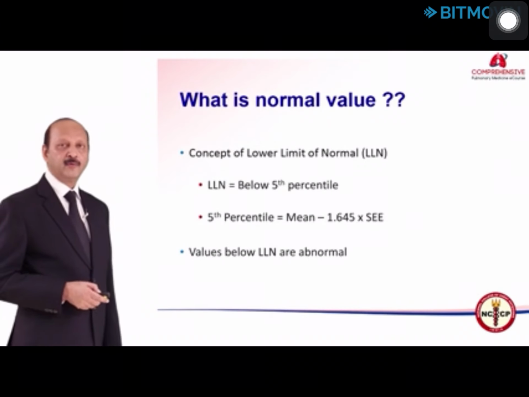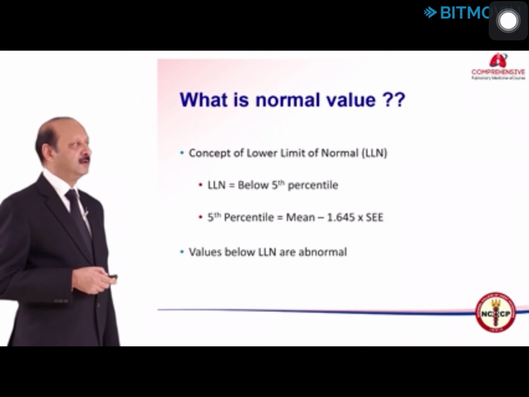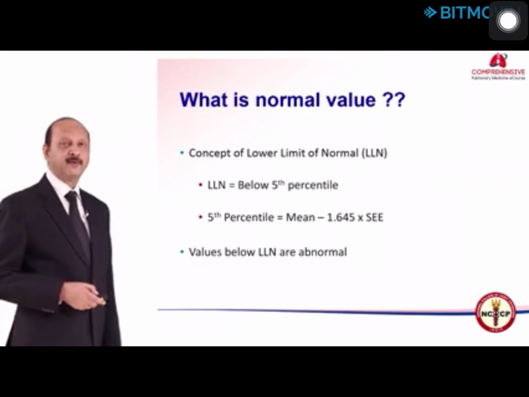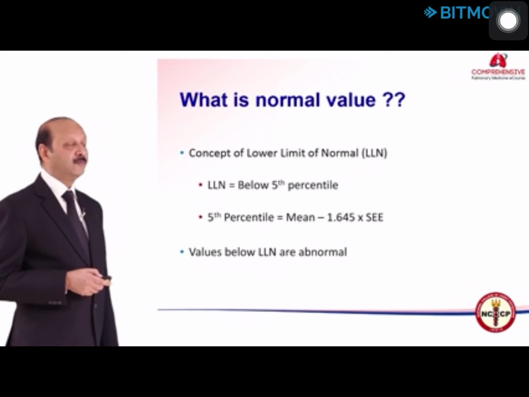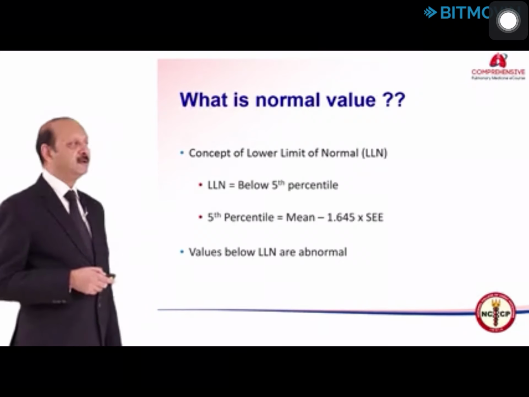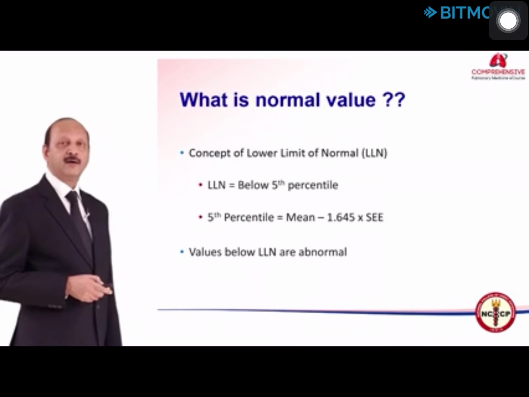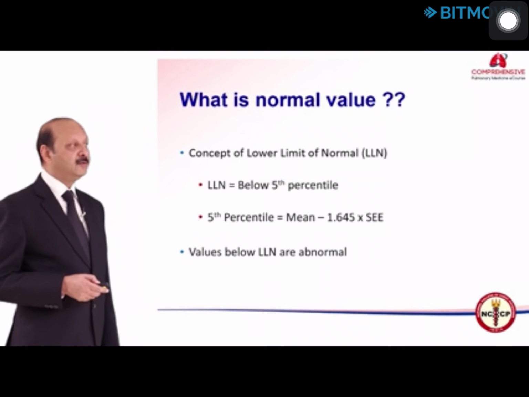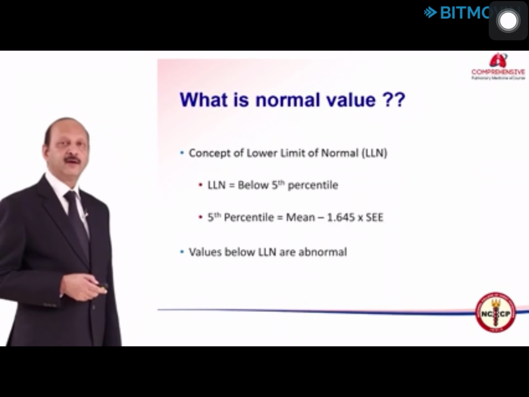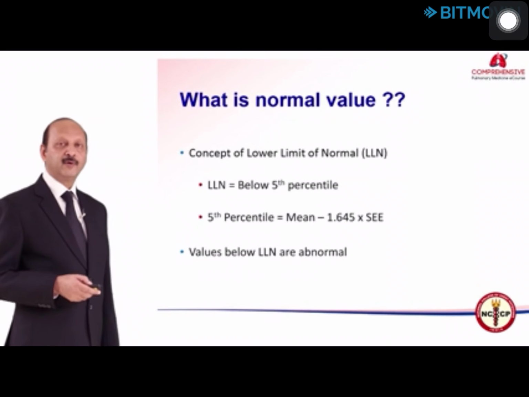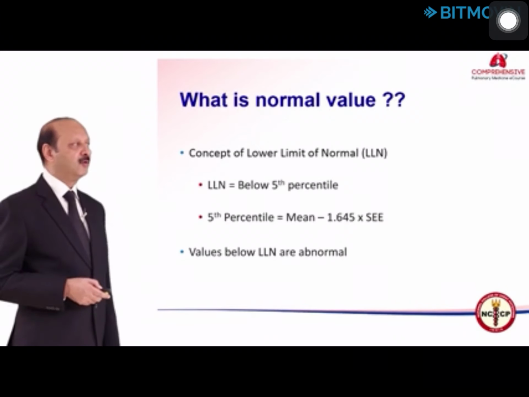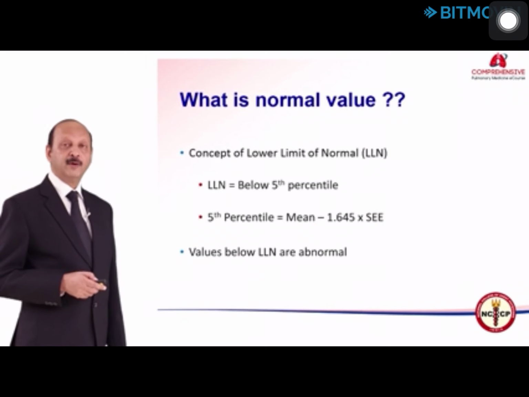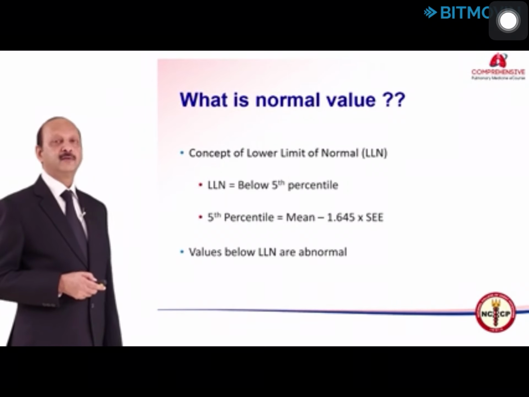Now there is a concept of lower limit of normal. What is this? Lower limit of normal is anything below the 5th percentile for a given population. And how do you calculate it? The 5th percentile is the mean predicted value minus 1.645 times the standard error of estimate. All these equations give, along with them, the standard error of estimate. So we can calculate for every person the lower limit of normal. Ideally speaking, values below the lower limit of normal should be taken as abnormal.